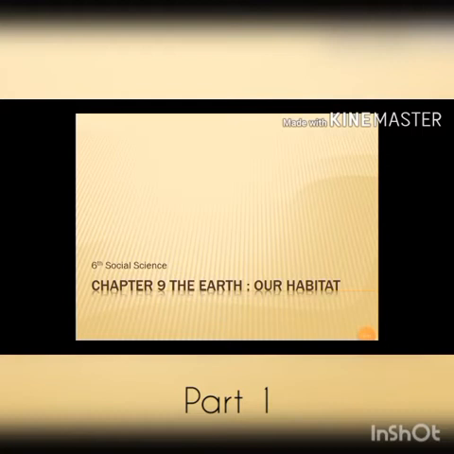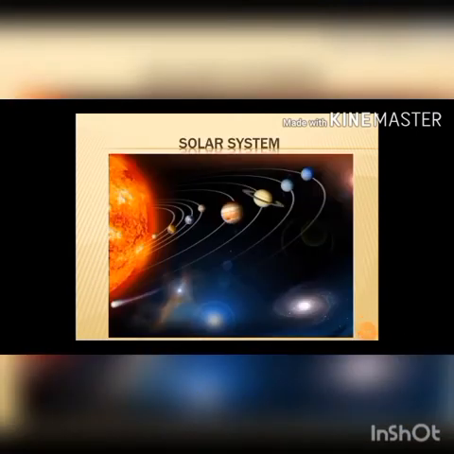Today we are going to start with chapter number 9, the Earth, our habitat. Solar system. The solar system is the sun and all the objects that orbit around it. The sun is orbited by planets, asteroids, comets, and other things. It contains 99.9% of the solar system's mass. This means that it has a strong gravity.